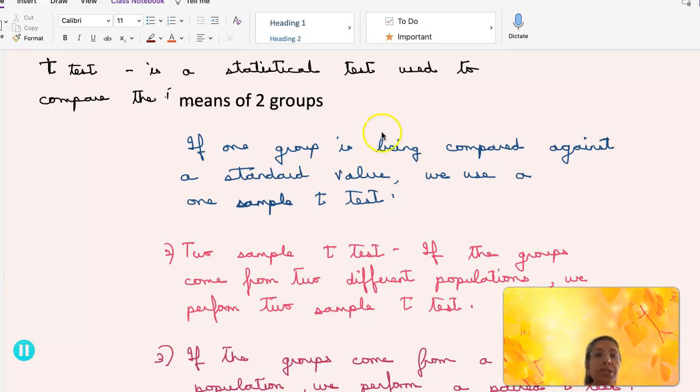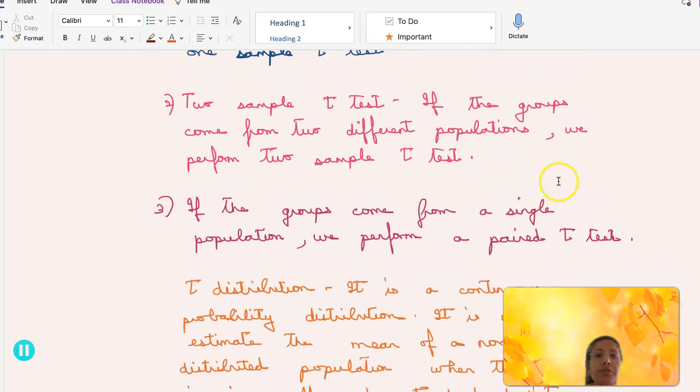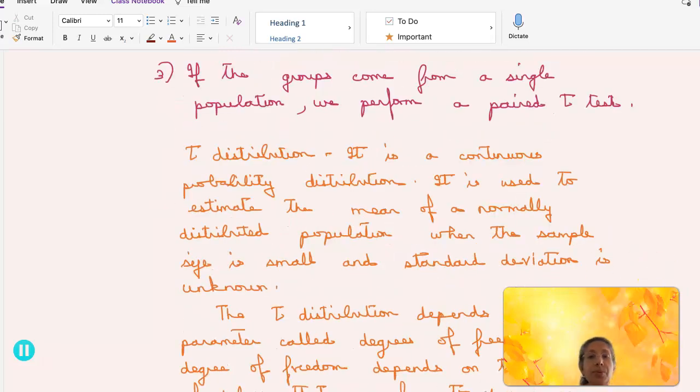A t-test is a statistical test used to compare the means of two groups. If one group is being compared against a standard value, we use a one-sample t-test. And for a two-sample t-test, if the groups come from two different populations, then we use that. If the two groups come from a single population, we perform a paired t-test. So we have a one-sample t-test, a two-sample t-test, and a paired t-test where the two groups come from the same population.